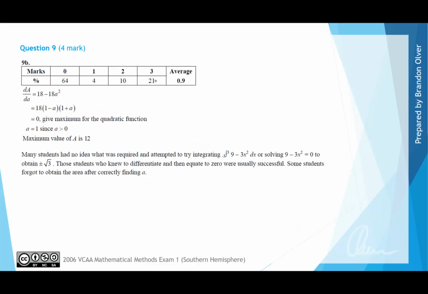For question 9b, we can see that 21% of students received full marks, and the comments by the examiner indicate that many students had no idea what was required and attempted to integrate that particular function. Students are reminded that integration would find the area under the curve, not the area of a rectangle inscribed under a curve. Others tried solving 9 minus 3x squared equals 0, however that would find the x-intercepts of the curve. Again, that is not the area of the rectangle.